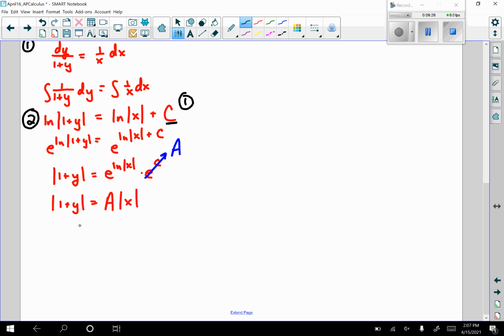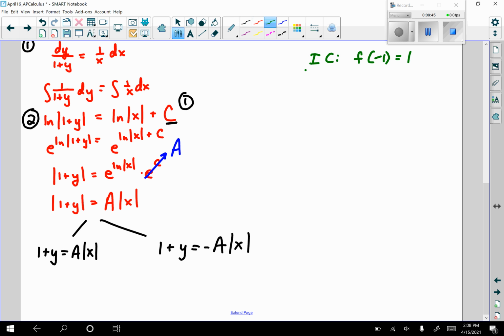At this point, we're going to separate this. So we'll have 1 + y equal to a times the absolute value of x. And then over here, 1 + y equal to the opposite of a times the absolute value of x. So now we'll use the initial condition. f(-1) is equal to 1. So using the first one here, we'll get 1 + 1 equal to a times the absolute value of -1. So we just get 2 is equal to a.